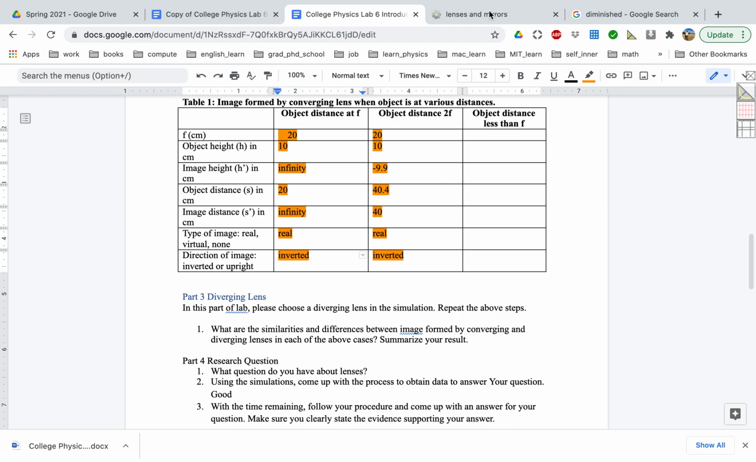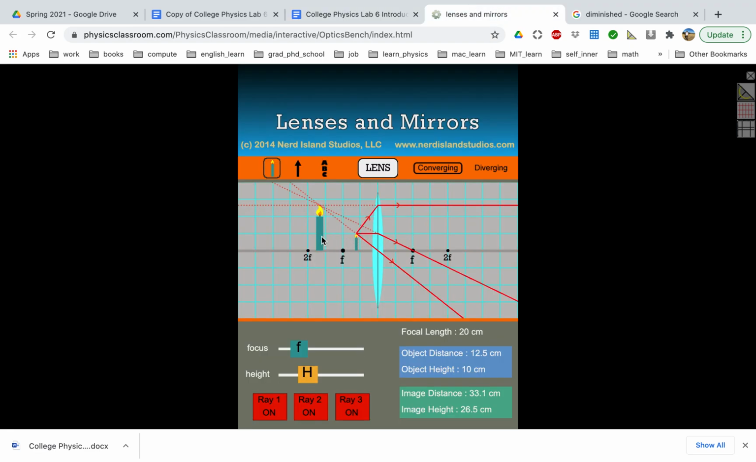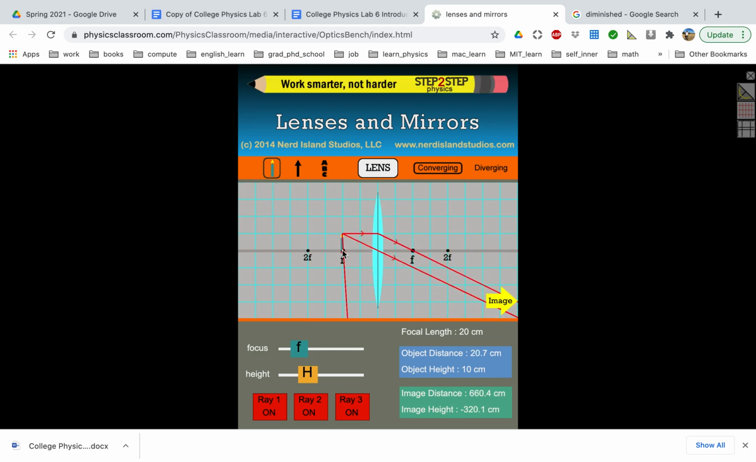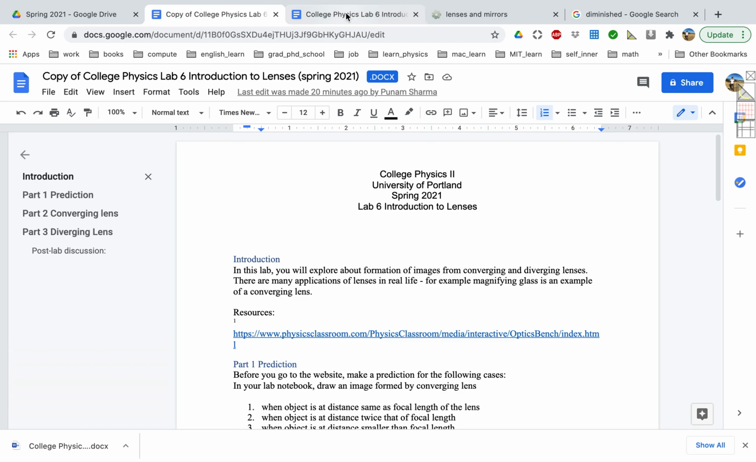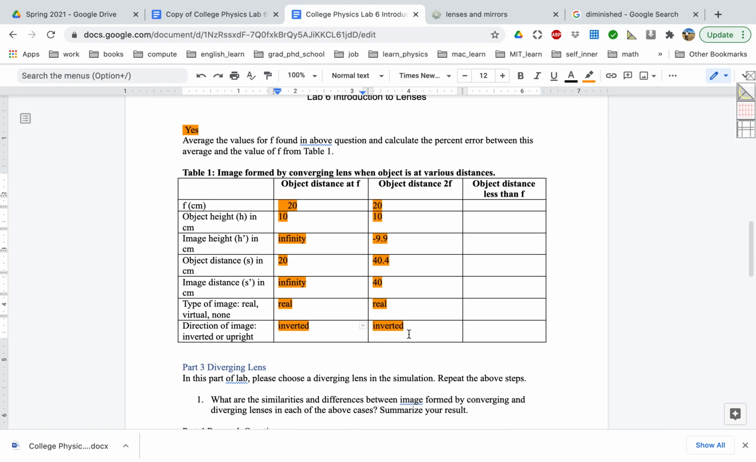You can see in the simulation, if you have this object over here, this arrow, the image forms this way, but it forms at about infinity. If you bring this closer to exactly at f, somewhere there. Okay, so that's about it. So these are the steps.